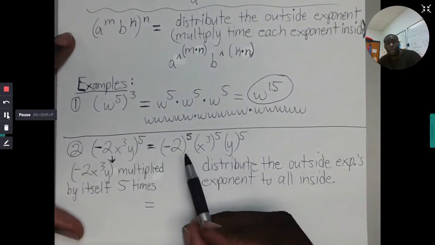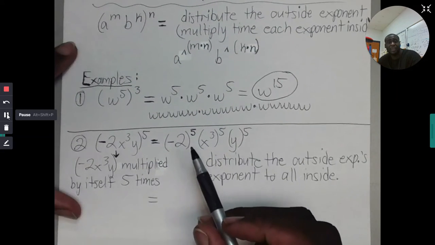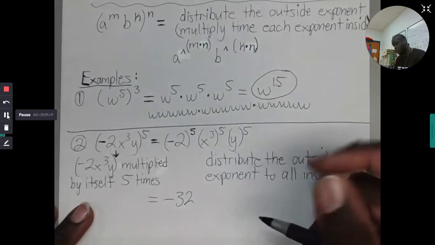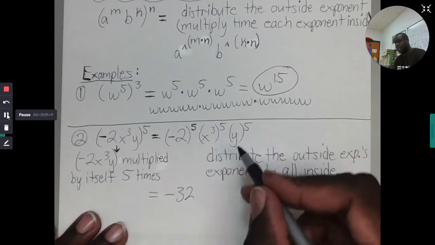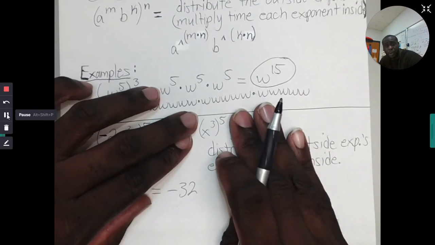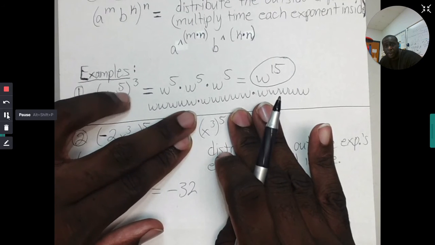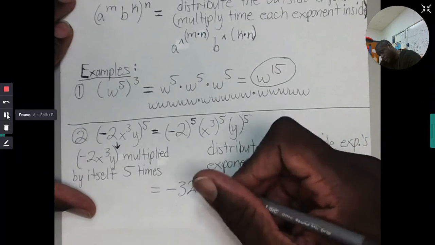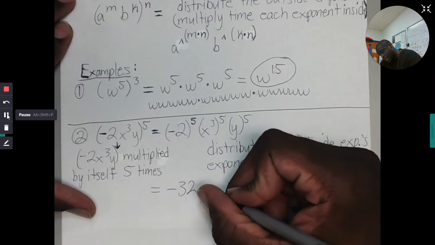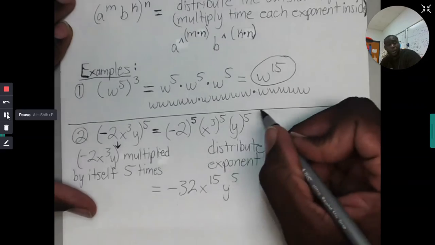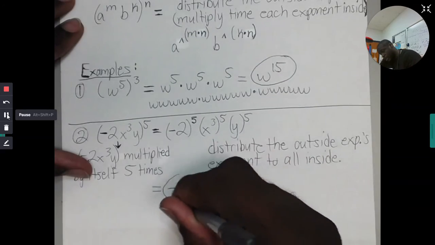-2 raised to the 5th power. Again, if you multiply -2 times itself 5 times, -2 times -2 times -2 times -2 times -2, you'll wind up having -32. Okay, and then if you treat the part with the x to the 3rd raised to the 5th power, you can treat it just like we did in example 1. You multiply those exponents. You have a power raised to a power, and that's going to be x to the 15th power. And then this part here is just going to be y to the 5th, of course. And this would be the result here.